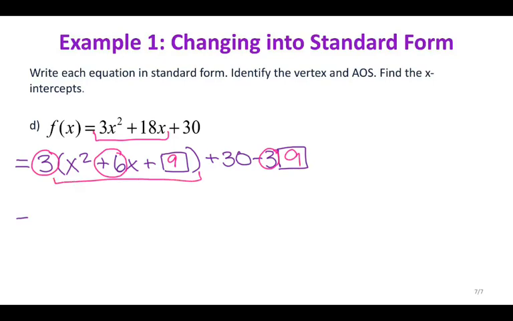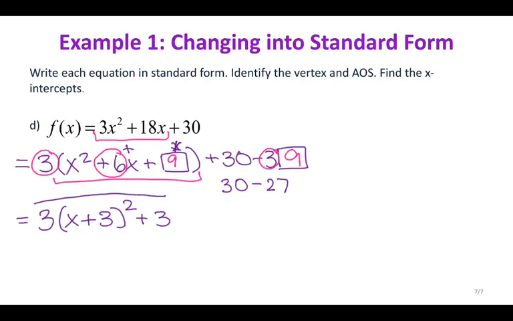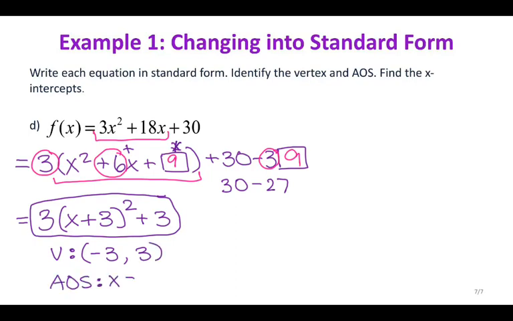From there, I'm going to factor. So 2 numbers that multiply to 9 and add to 6, that's 3 and 3. So I have x plus 3 quantity squared. And over here, I have 30 minus 3 times 9 is 27. So 30 minus 27 is also 3. Lots of 3's for this particular problem. My vertex is going to be -3, 3. And my axis of symmetry, x equals -3.